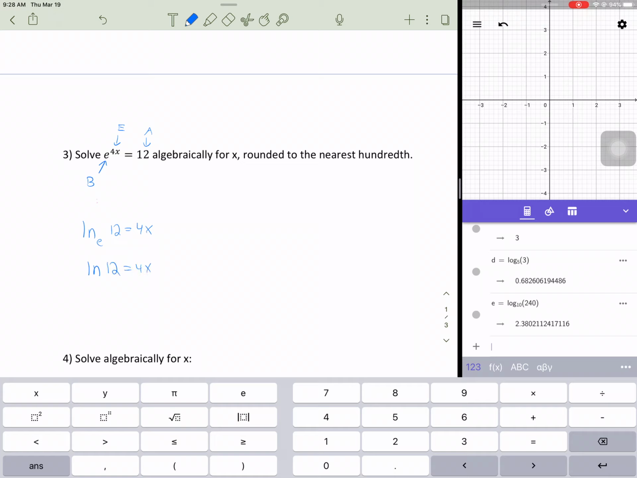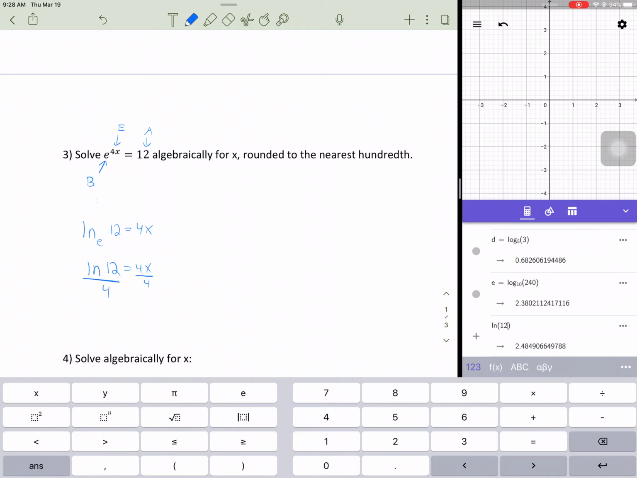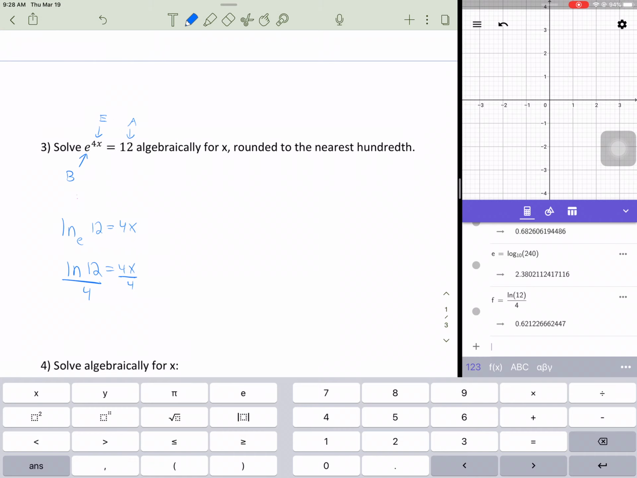So how do we solve for x? Divide by 4. And you can do this in one step, you can do it in 2 steps, it doesn't matter. I like to do it in one step, so let's see. ln of 12 divided by 4. So there you go. You get to the nearest hundredth, 0.621, so 0.62.